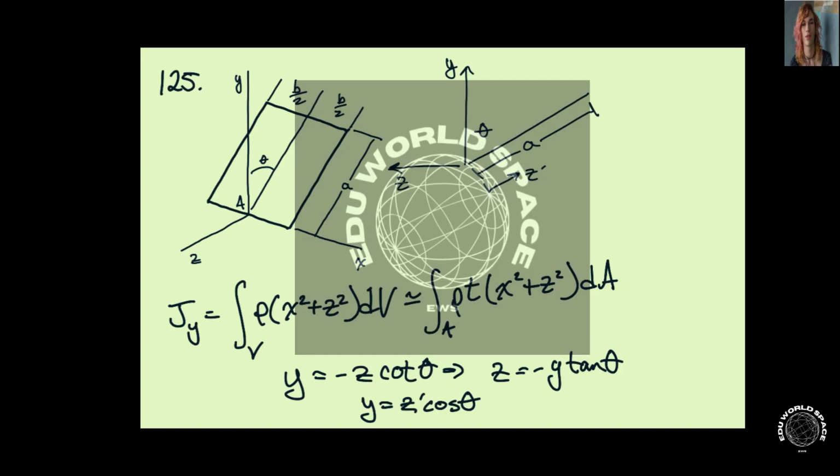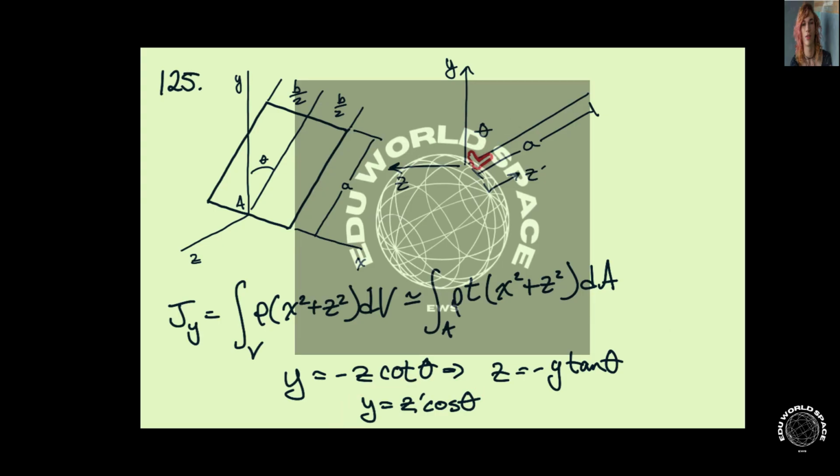And we can figure out relationships between y and z, and y and z prime. So z equals minus y tangent of theta. That would define this line here. And then y is z prime cosine of theta. So as we go up z prime, we go up y, but multiplied by the cosine of the angle here. All right, so we have that now.